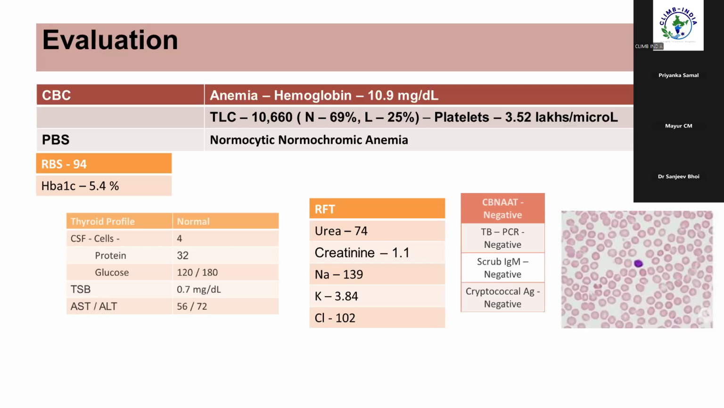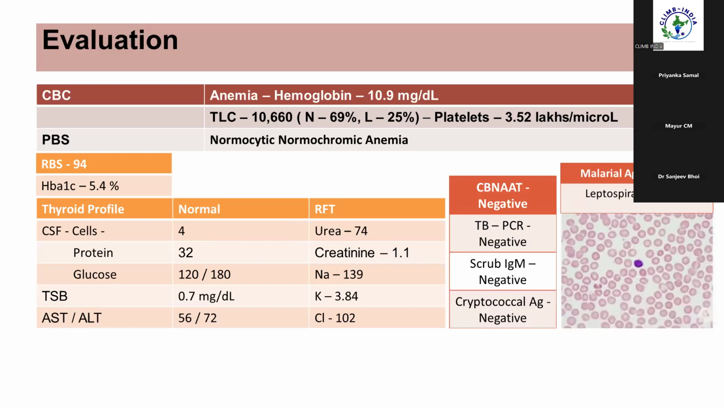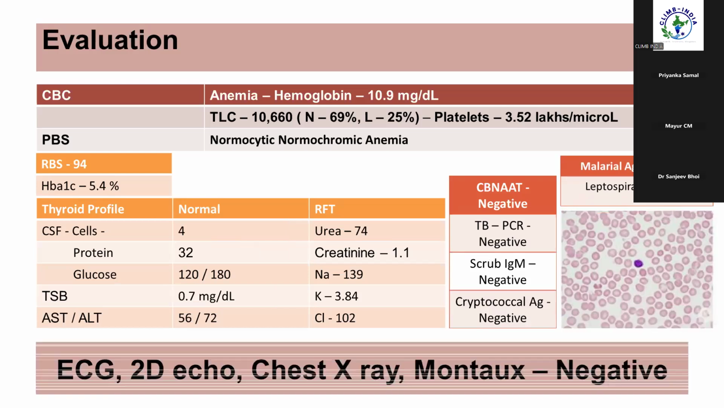CSF showed 4 cells with a protein of 32, and glucose was 120 against a blood glucose of 180. With this picture, a routine workup for fever and encephalopathy was done. CSF CBNAAT and TB PCR were negative, scrub typhus IgM and cryptococcal antigen were also negative, the rapid antigen test for malaria was negative, and leptospira IgM was also negative. Additionally, we also got ECG, 2D echo, chest X-ray, and Mantoux test, which did not yield anything.